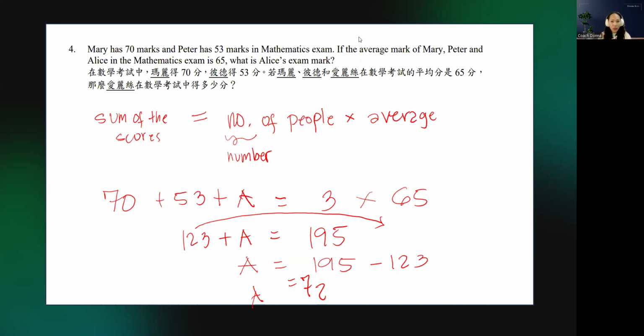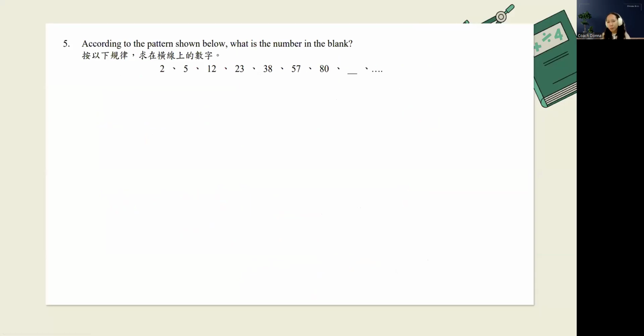No questions for this one? Yes, I see correct answers in the chat box. That's good. All right, I do encourage everyone to please speak in English so we can understand each other. If you have no questions about the problem, let's proceed to number 5.